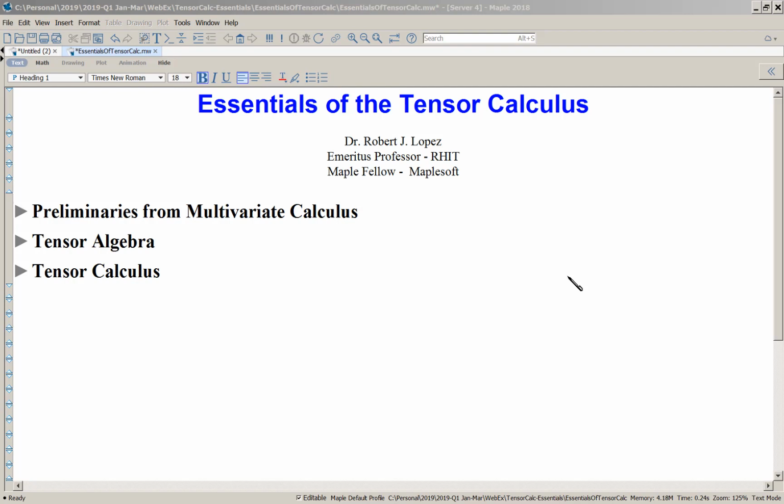Essentials of the Tensor Calculus. This is the first of a 5-part series of webinars that take a look at the essential ingredients of the Tensor Calculus. Here's my involvement.